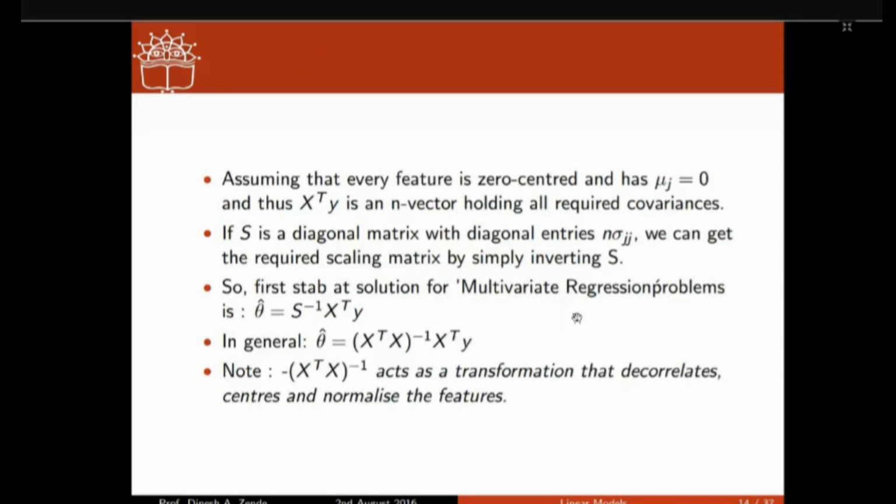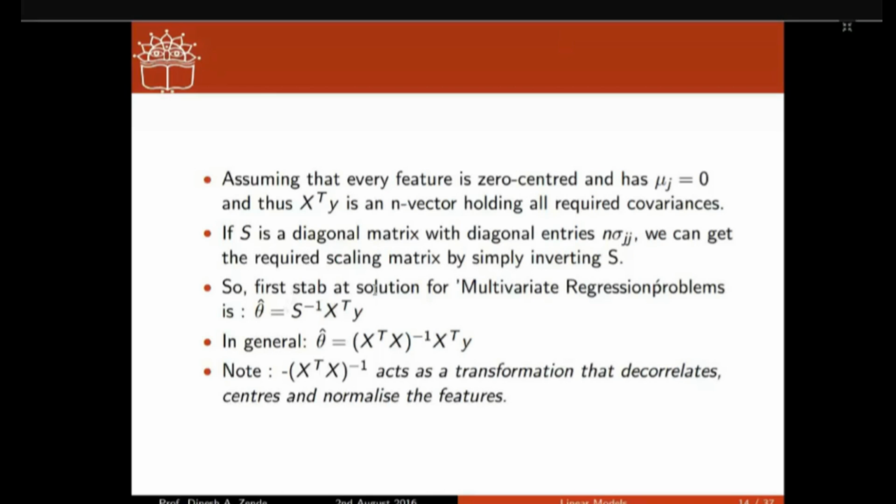This can be done with the zero-centered values. We have already done that. Assuming that every feature is zero-centered and has a mean of 0, X transpose y is an n vector holding all the required covariances. We have already seen that S is the diagonal matrix whose diagonal entries are nothing but the variance of that particular feature. So we can get the required scaling matrix by simply inverting S.